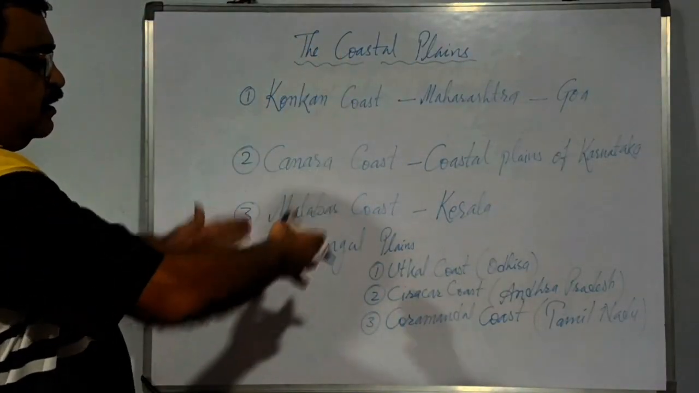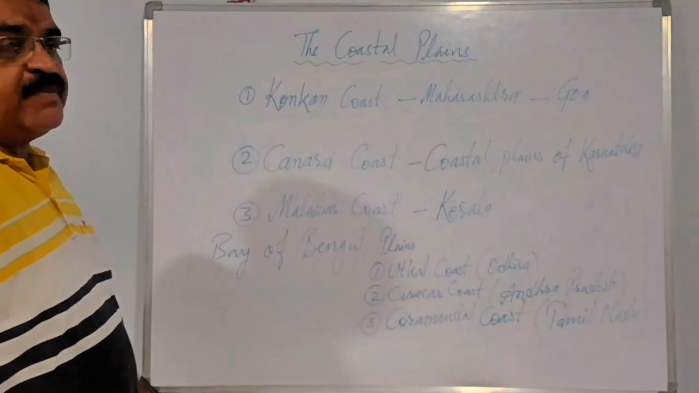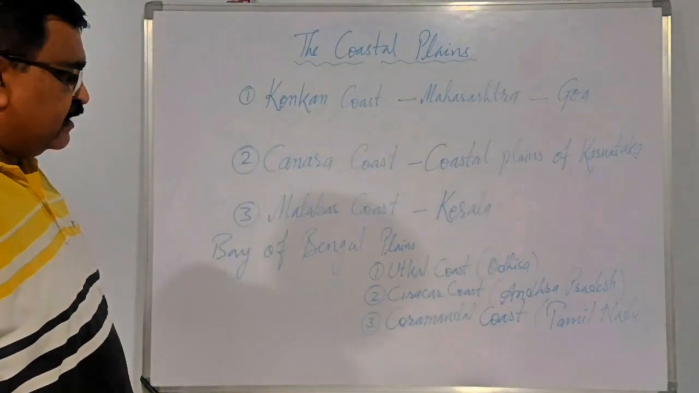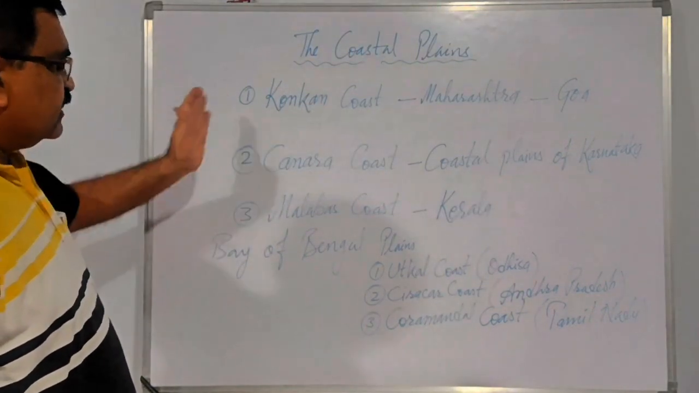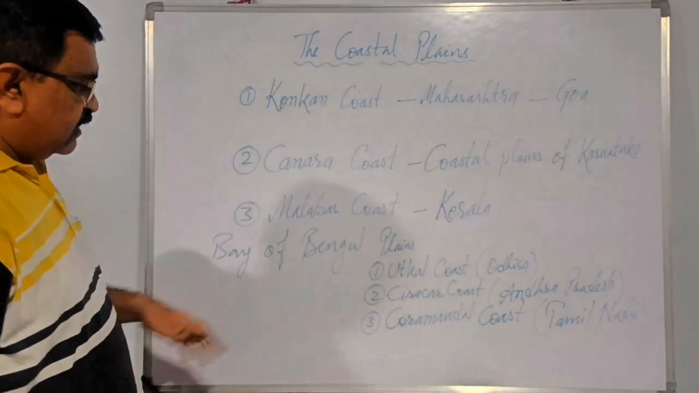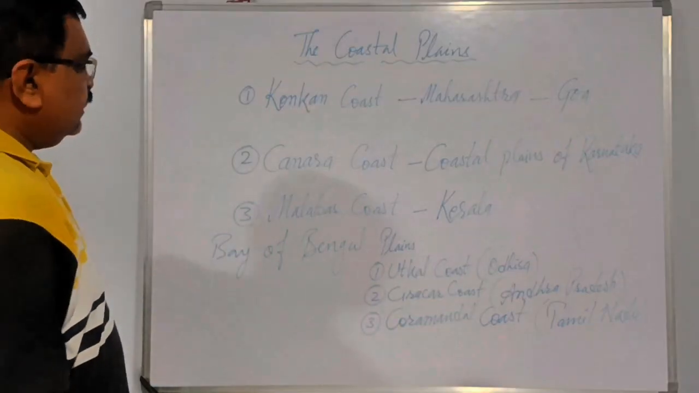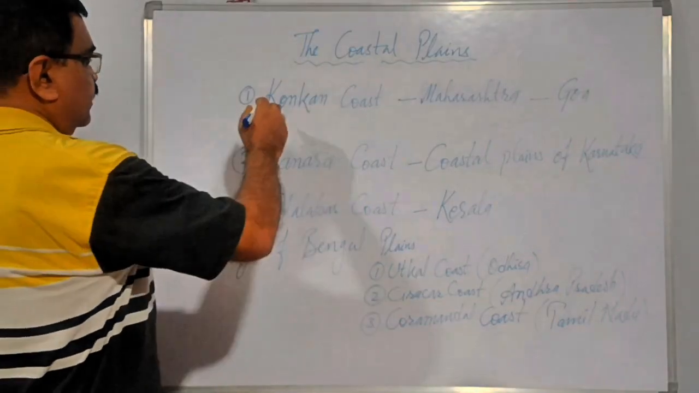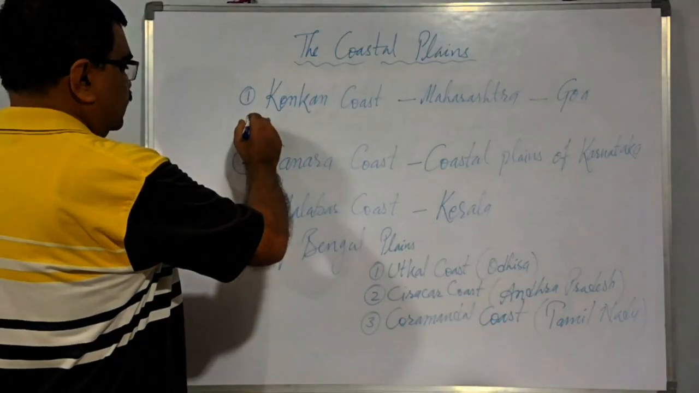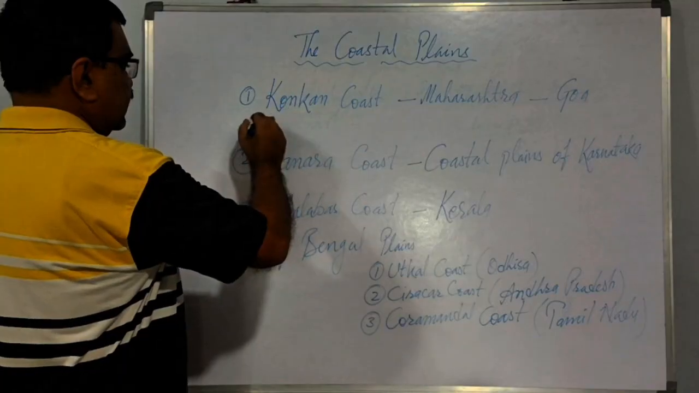On three sides of our peninsular plateau: on the eastern side, the Bay of Bengal is there, on the western side, the Arabian Sea is there, and on the southern side, the Indian Ocean is there. In the western side, the Arabian Sea plains are there.